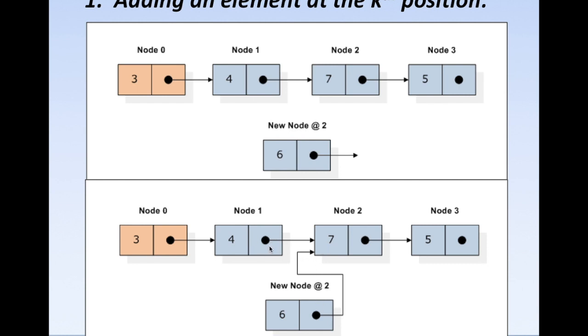Now node 1's pointer should point to what now? For those who said that it should point to the new node, that's correct. So this pointer here, after using it here, we copied its value here. Now the new node is pointing to node 2 because I'm adding it at position 2. The pointer before it should now point to the new item.